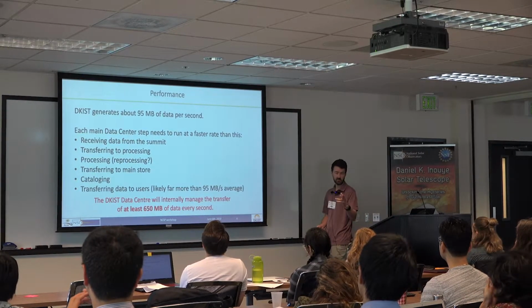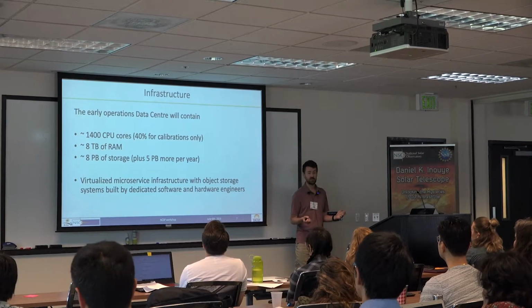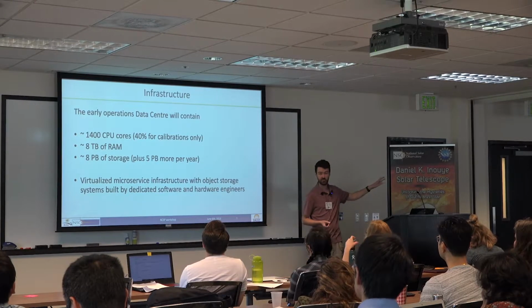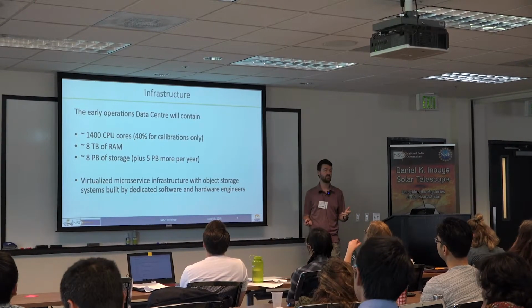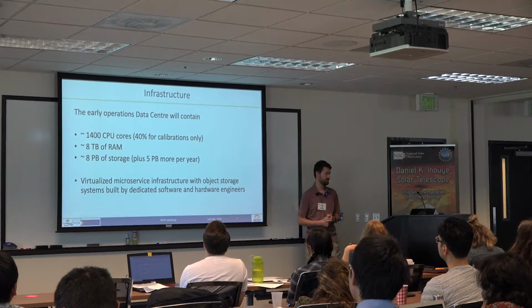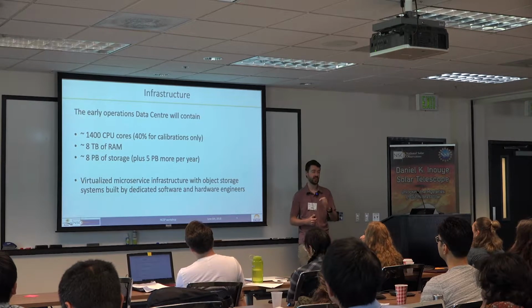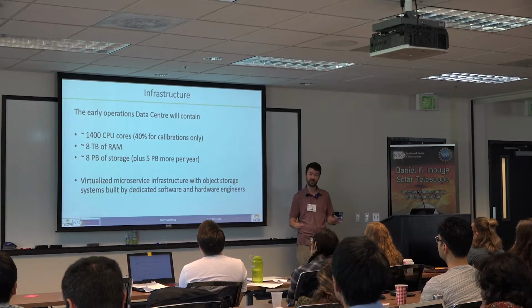And so to the question that you were asking earlier, what sort of things do we have here? We're going to be running in one of CU's data center sort of computing spaces. The initial data center is going to run on about 1,400 cores, of which about 500 to 600 of those are just for calibrating the data. And that'll be 500 to 600 cores running 24/7.